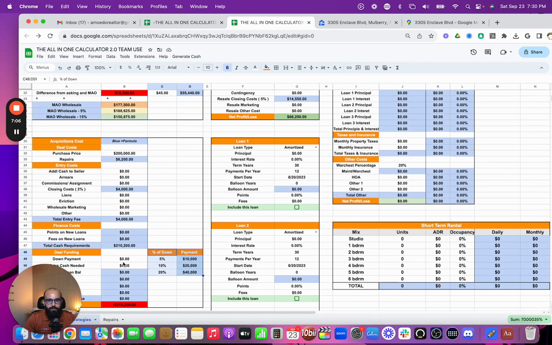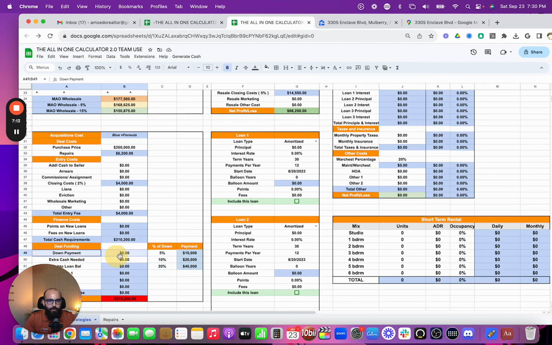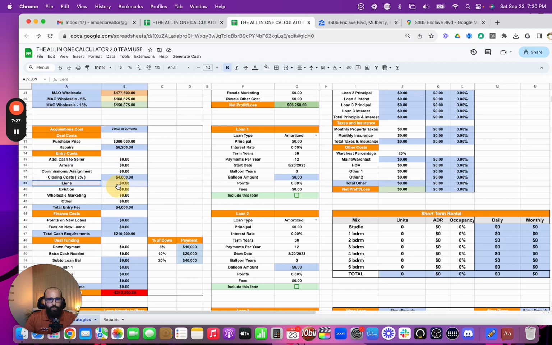That's just to kind of think of it quick, what 5% is, 10% is, 20% is, and be able to put that number here where it says down payment. But making our way down is additional cash to sellers if you're going to give any cash to the seller. Additionally, arrears, if you're making up for any late payments that this person may have on their current mortgage or anything like that, maybe any liens. Well, we have a place for liens, but commissions or assignments. So if you are a wholesaler, this is where you are putting your assignment fee.